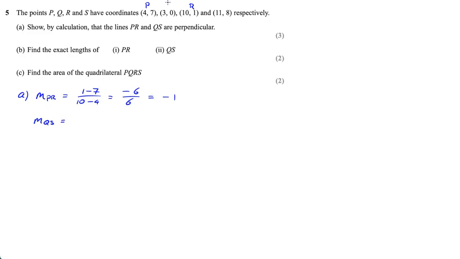And then MQS is equal to, that's Q and that's S, y2 minus y1, 8 minus 0 over 11 minus 3, which is 8 over 8, which is 1, which I was expecting. Now guys, it's a show that question, so you do have to show that when you multiply the gradients together, minus 1 times 1 equals negative 1. If it's perpendicular, then when you multiply the gradients together, you will get negative 1 because it's the negative reciprocal. So you can just do that and then say therefore perpendicular.